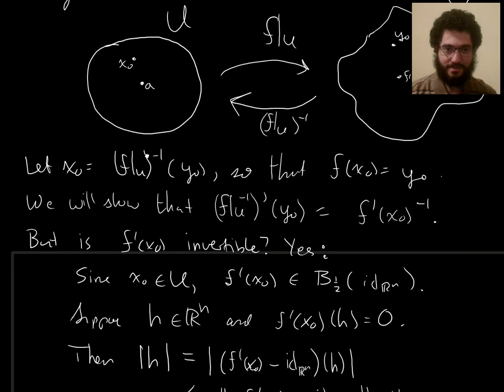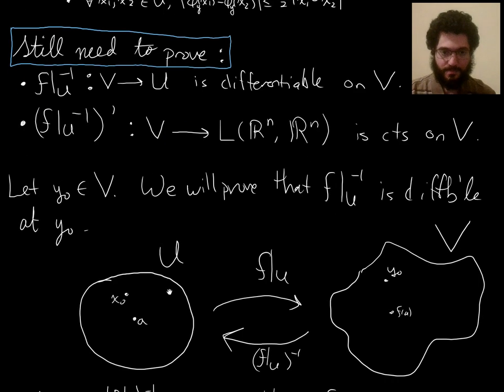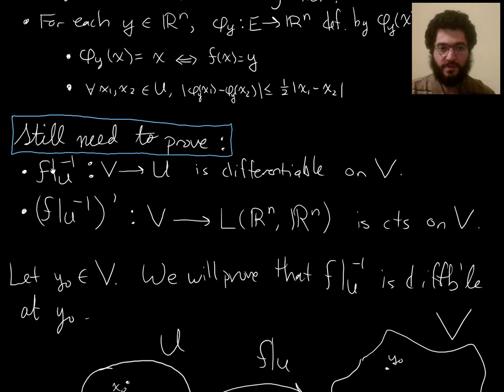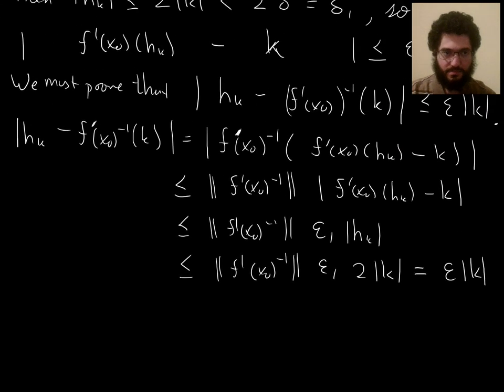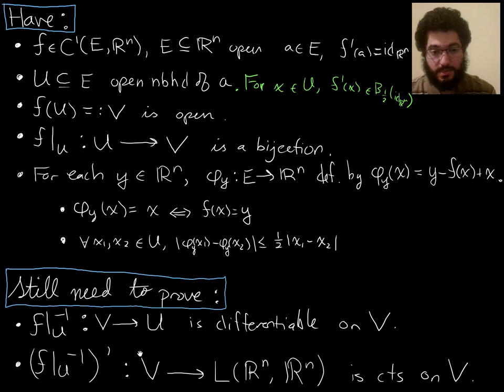So let's go way back. We have now proven, we fixed y naught in V, and then we proved that f restricted to U inverse is differentiable at y naught. This was for arbitrary y naught in V. So we have proven that f restricted to U inverse is differentiable on V. So thus f restricted to U inverse is differentiable on V. And what is left for us to do now is to prove this continuity of the derivative. So we will work on that in the next video.